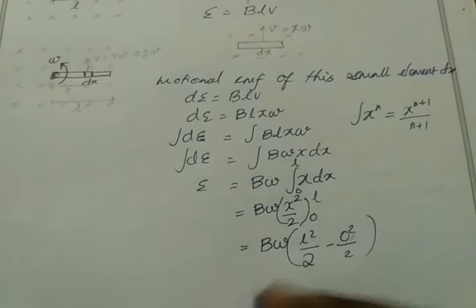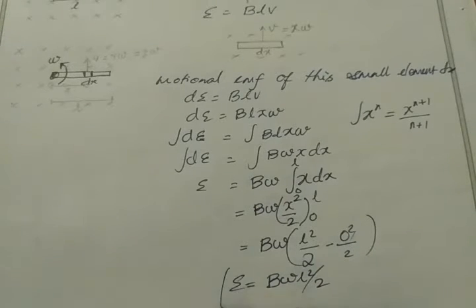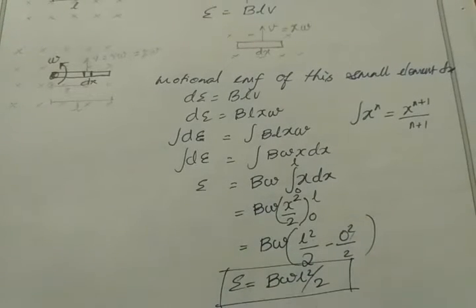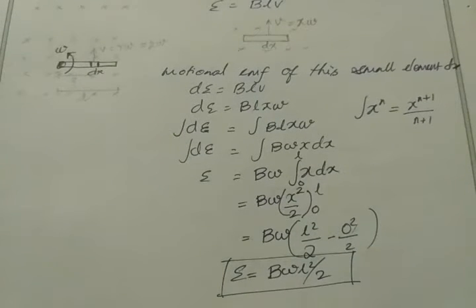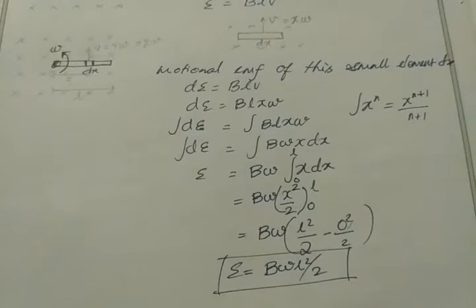So this whole term becomes 0. Then we have B omega L square by 2. This is the EMF of the rod when it rotates about a fixed center. A very, very important equation.